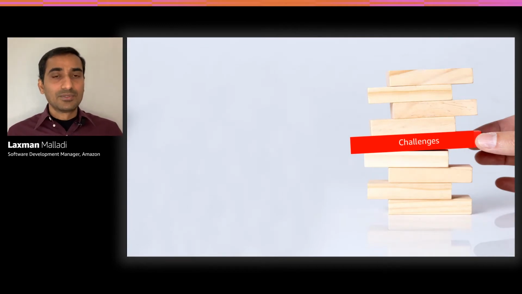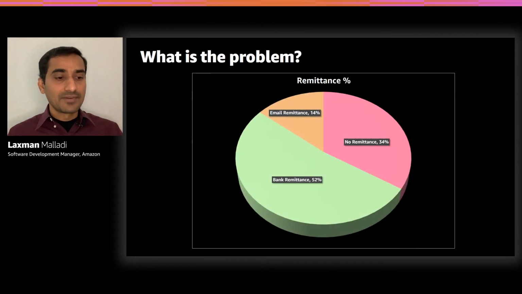At the outset, it seems like a simple pattern matching problem. In an ideal world, if every customer included the invoice information through the bank remittance or through a structured email, we would have 100% automatic cash application. But in reality, we receive remittance only for 52% of the incoming payments, and we receive 14% through emails as remittance, and we do not get quality remittance for almost 34% of the payments that we receive today.